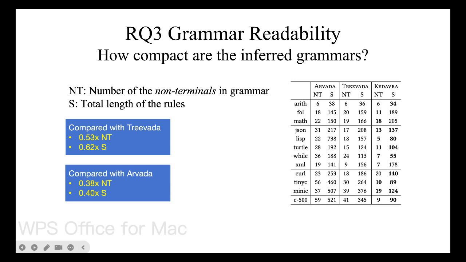The third question is: how compact are the inferred grammars? Compared to TreeVada and Arvada, we have reduced the number of non-terminals in the grammar and the total length of the rules to about half of the original amounts.